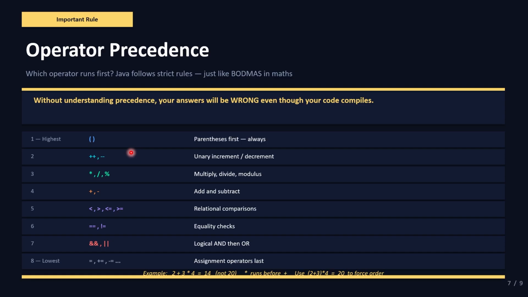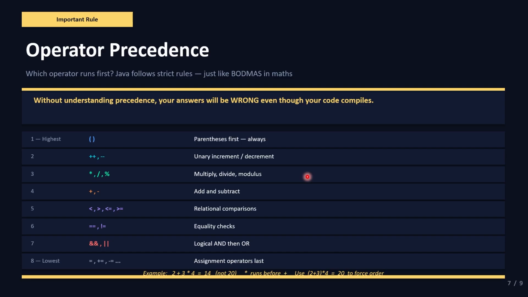Next come the basic operators, that is addition and subtraction, followed by relational operators, that is less than, greater than, less than or equal to, greater than or equal to. Then we have logical checks, equality checks, logical OR and assignment operators. This is the precedence you have to follow. If you do not follow it and try to solve on your own, even though the answer seems correct, the machine will take it in some other way. For this purpose, we have to follow the precedence rules.